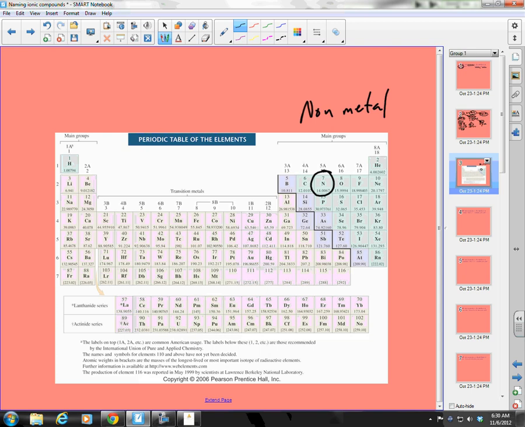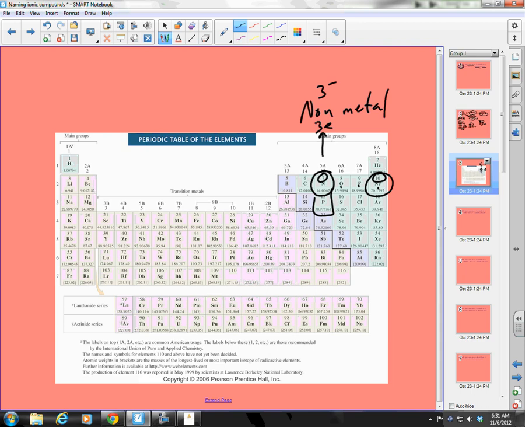Now, how many does it want to gain? Well, it wants to end up with a noble gas configuration, so it's going to want to go from 7 electrons to 10. So how many electrons will it gain? Well, 1, 2, 3. So nitrogen and phosphorus are going to want to gain usually 3 electrons. If it gains 3 electrons, then what will its charge be? It will be a -3.